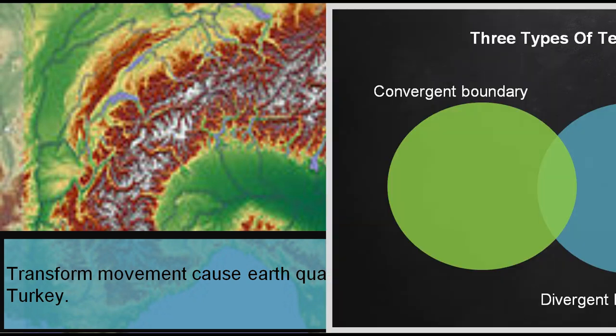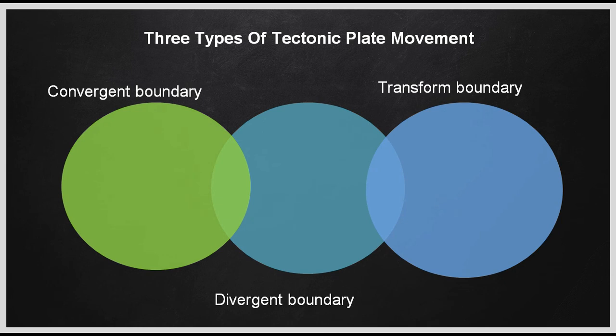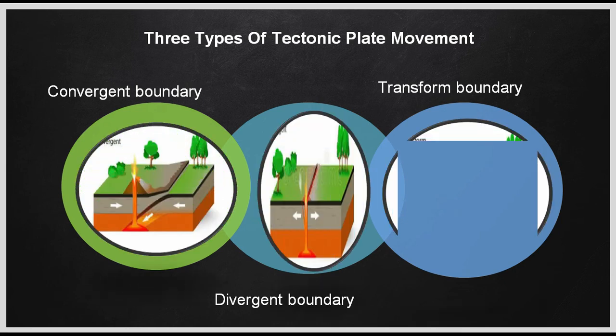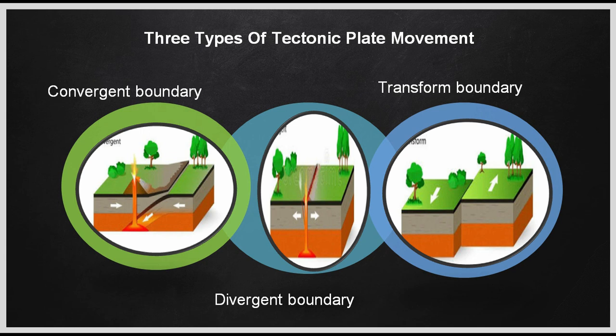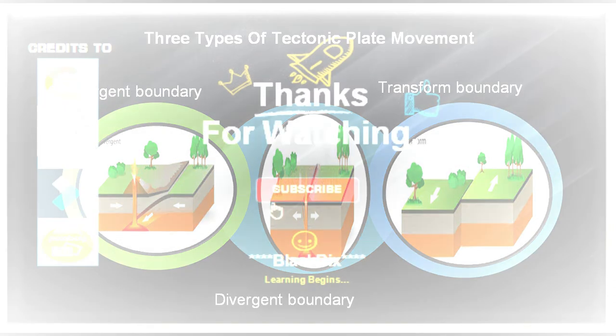So basically there are three types of boundaries: convergent, divergent, and transform. These are the three types of movement in the tectonic plates. So here we have completed the meaning and the movement of the tectonic plates.